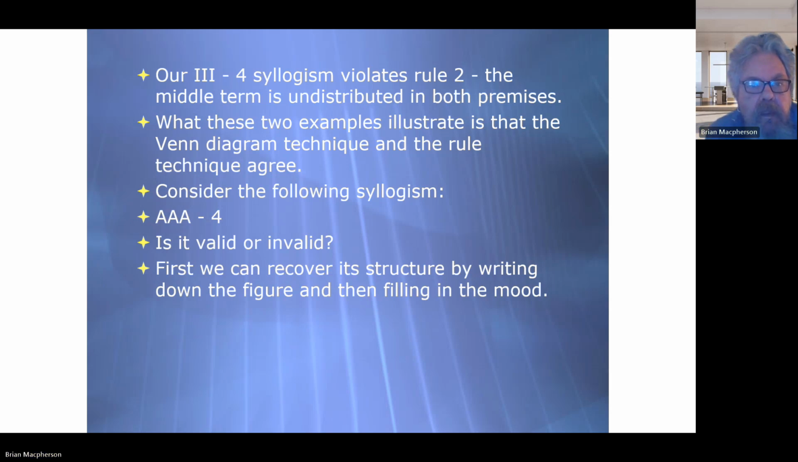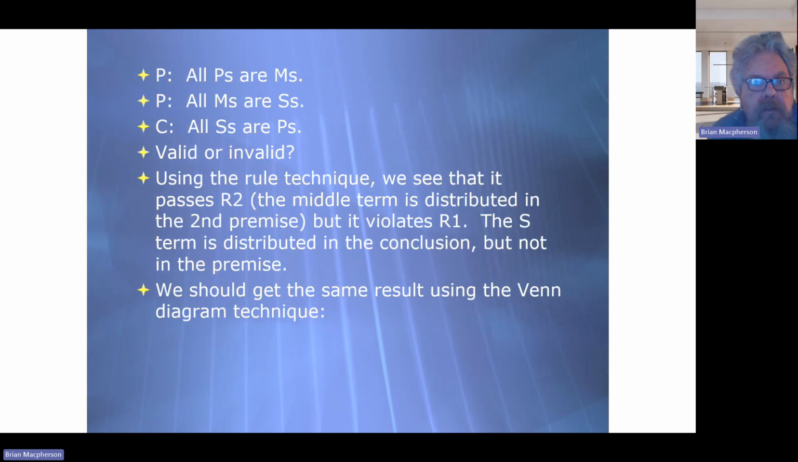Well, let's see. First of all, why don't we do the diagram for this and see what happens? Well, I'll tell you what. Before we do that, let's recover its structure. Remember I taught you how to do that last week? Here's the structure. All P's are M's, all M's are S's, all S's are P's. So that is AAA-4.